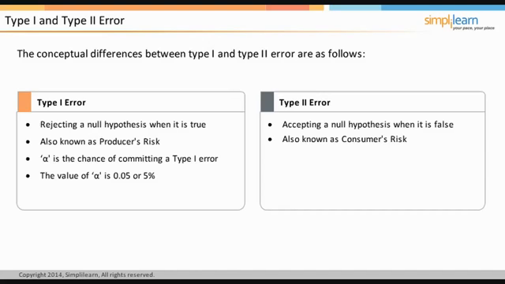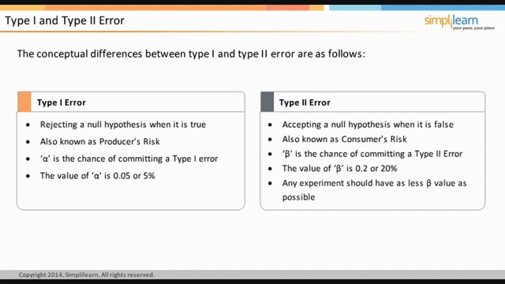Suppose when a movie is not good, it is reviewed to be good. This reflects type 2 error. In this case, the alternate hypothesis is rejected when it was actually true. The two important points to be noted are: beta is the chance of committing a type 2 error. The value of beta is 0.2 or 20%. Any experiment should have as small a beta value as possible. The next screen will cover the key points to remember about type 1 and type 2 error.